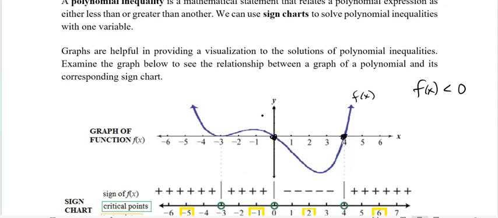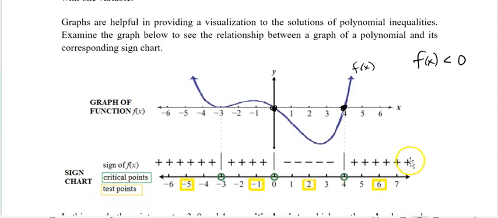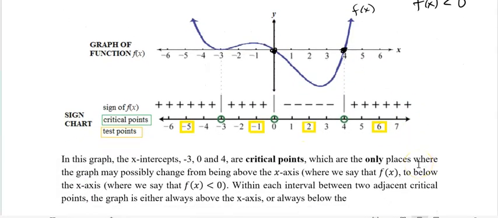If I have the graph, I can just look at the graph and say, okay, it's from 0 to 4. All right, so that would be my solution if I have the graph. But the process, we're going to do some test points. So if you think about it, if I don't have the graph, I can find the zeros. We know how to do that.